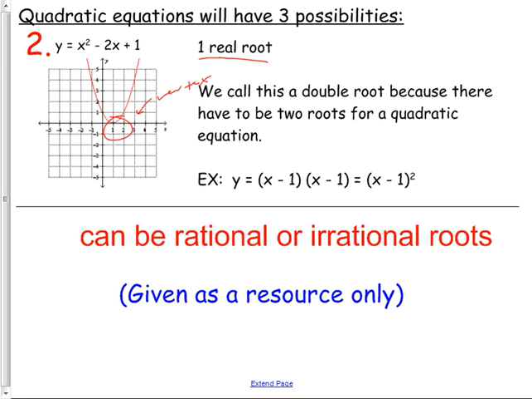So you know if you did the discriminant on this one with the -2 and the 1, and this will be a 1 in front, that you'd get 0 when you put it in the discriminant.